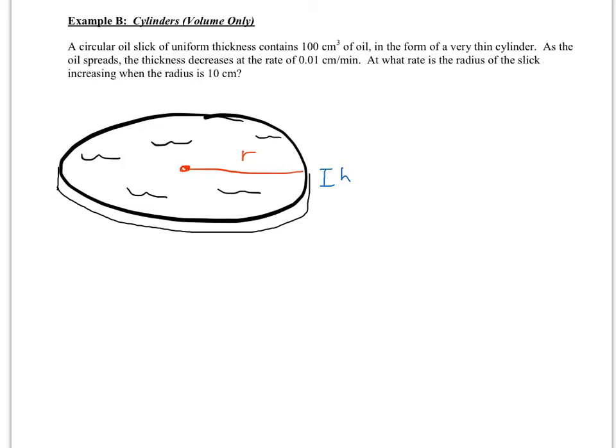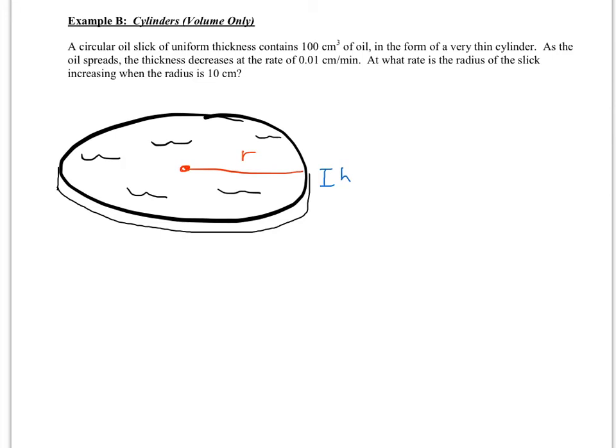Now, as the oil spreads, what happens? Well, the thickness will slowly decrease, and the radius will slowly expand. So the whole point of this question is to figure out how that relationship between the radius and the height is changing. So now that we know that r is our radius and h is our thickness, let's read through this question and figure out what other information they tell us and assign things to our variables.